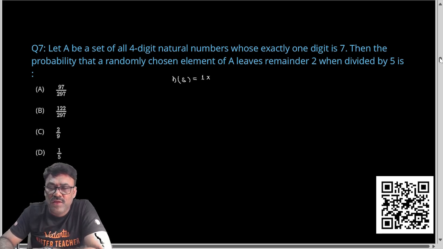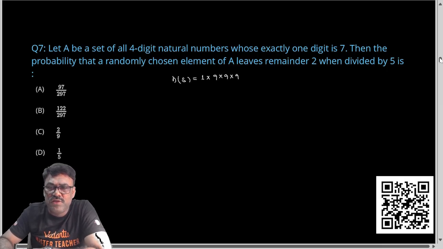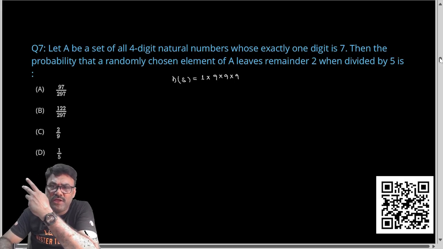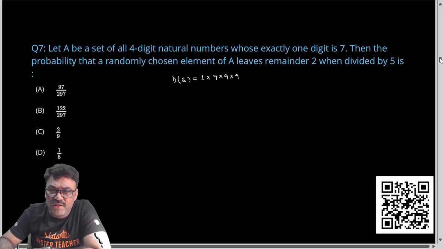It is 7. And remaining places can be filled in 9 ways each. Means the digit at 100 place can be any of the 9 digits except 7. The digit at 10th place will be again any of the 9 digits except 7, and the digit at unit place any of the 9 digits except 7. So if I put 7 at the 1000 place, I'm getting 9 into 9 into 9 numbers.